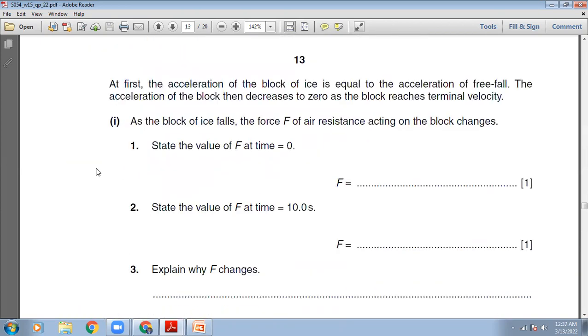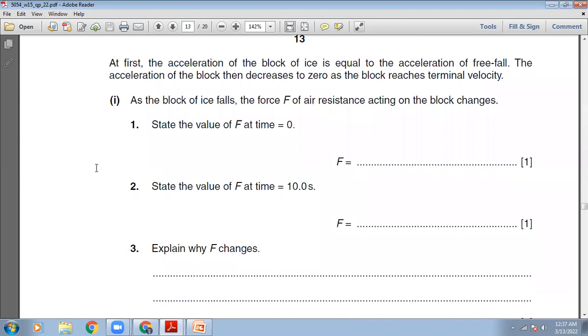At first, the acceleration of the block of ice is equal to the acceleration of free fall. The acceleration of the block of ice is equal to small g, which is 10 meters per second squared. The acceleration of the block then decreases to 0 as the block reaches terminal velocity. At terminal velocity, the acceleration becomes 0. The speed of the falling block will become constant. We call it terminal velocity.